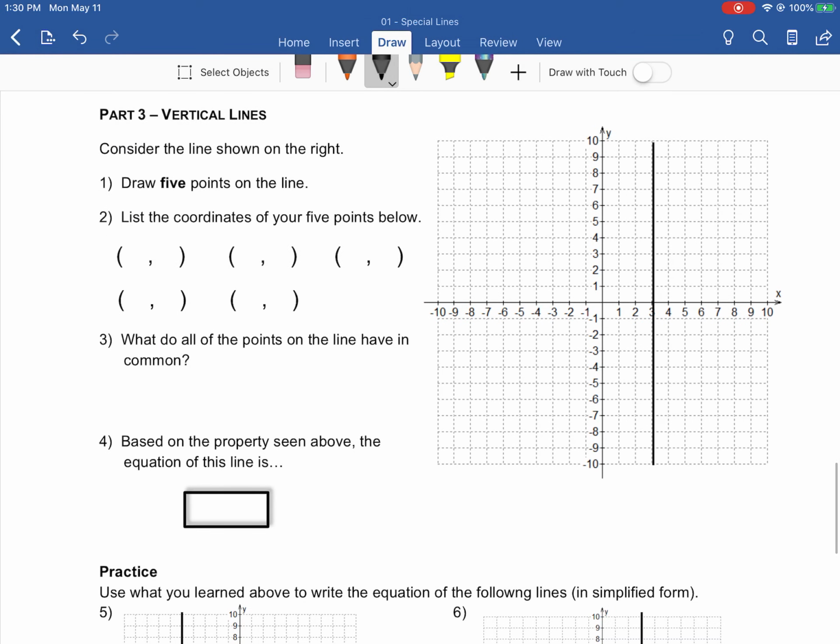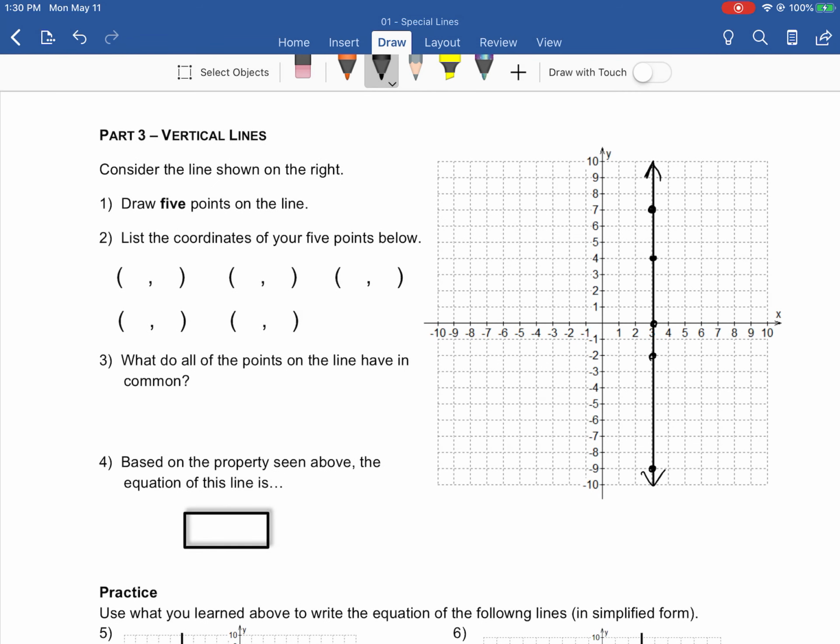Okay, so maybe you're unimpressed, but this one you should take a close look at. Vertical lines is the one kind of line that can mess people up, especially after doing a whole chapter of y equals mx plus b. Vertical lines can cause you a little bit of problems. So I'm going to show this vertical line a slightly different way than the other lines because the equation is slightly different than what we've seen before. It asks for draw 5 points on the line, so I'm just going to put 5 points on here. 1, 2, 3, 4, 5 different points, and it says list the coordinates of the 5 points. So my uppermost one was 3, 7.